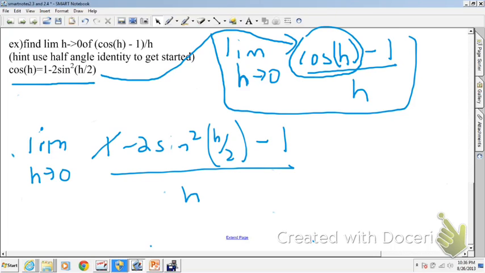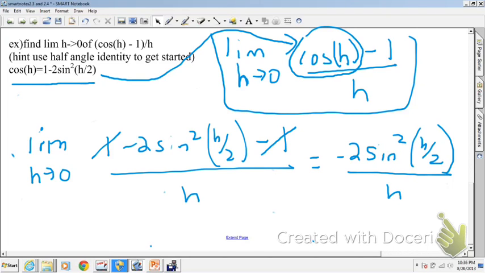Okay, now notice the 1's cancel out. Then you are left with negative 2 sine squared h over 2 all over h. Now something comes to mind. You're looking at this and thinking, oh, I know that, always in the background in your mind, sine h over h. So the limit of sine h over h, we know that's 1, and we kind of wish we could use that somewhere. So we're going to continue to do a little substitution here.